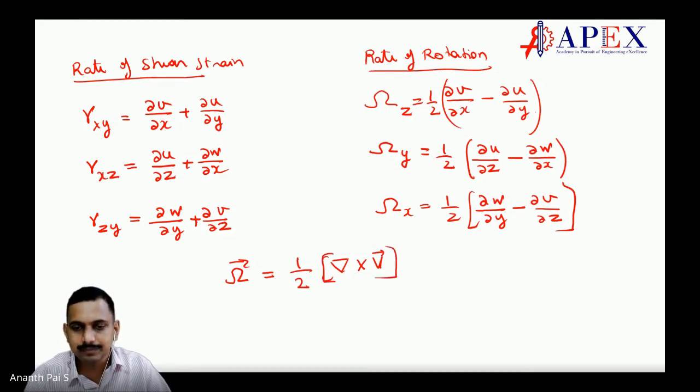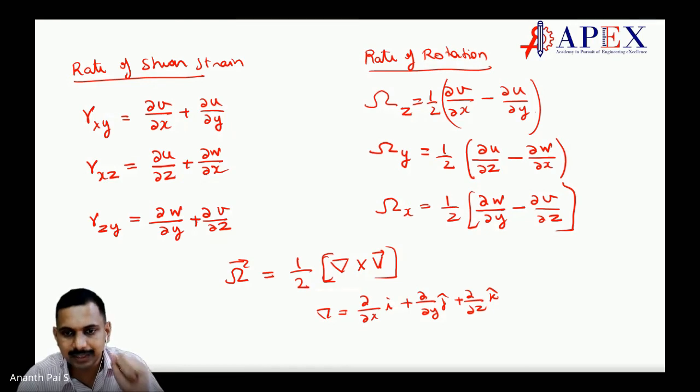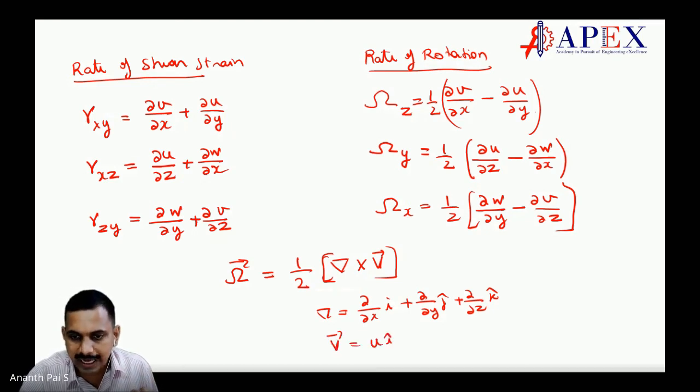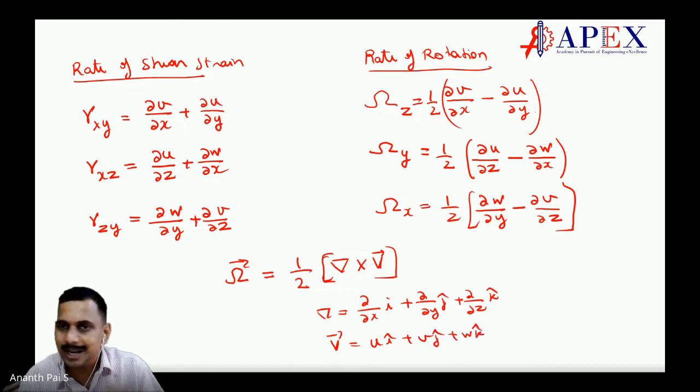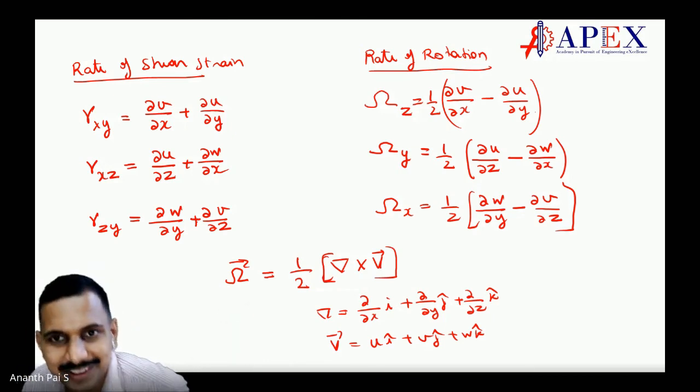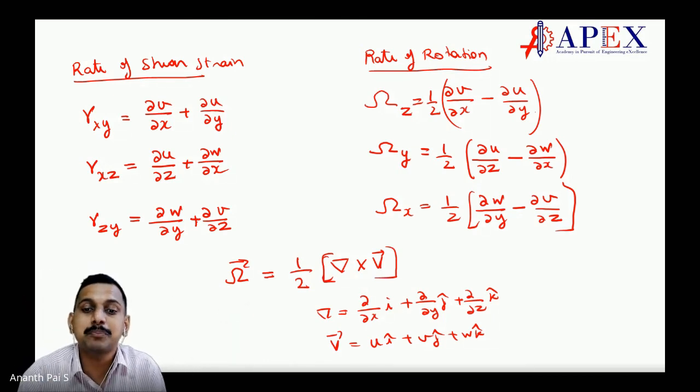What is del? Del is nothing but equal to dou by dou x i plus dou by dou y j plus dou by dou z k. See how easy it is, correct? And what is v, students? V is nothing but u i plus v j plus w k. You see, I'm connecting vector mechanics, vector calculus with fluid mechanics, correct? So you have seen what is the importance of curl.